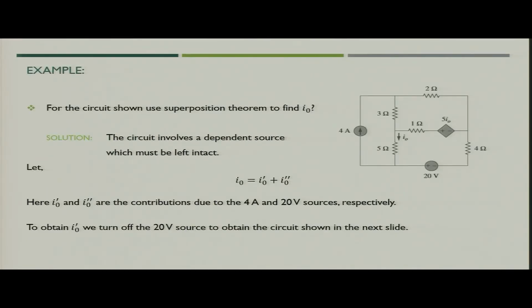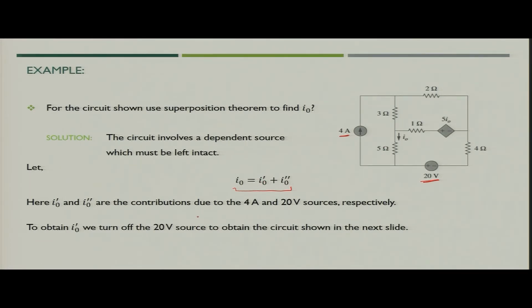Now, let us take a slightly more complex problem where you have one dependent voltage source in the circuit. So, now you have to apply the superposition theorem. Here you will see that you have one current source, one voltage source, and your objective is to find the value of current I naught which is flowing through the 5 ohm resistance. So you divide current I naught as I naught dash and I naught double dash.